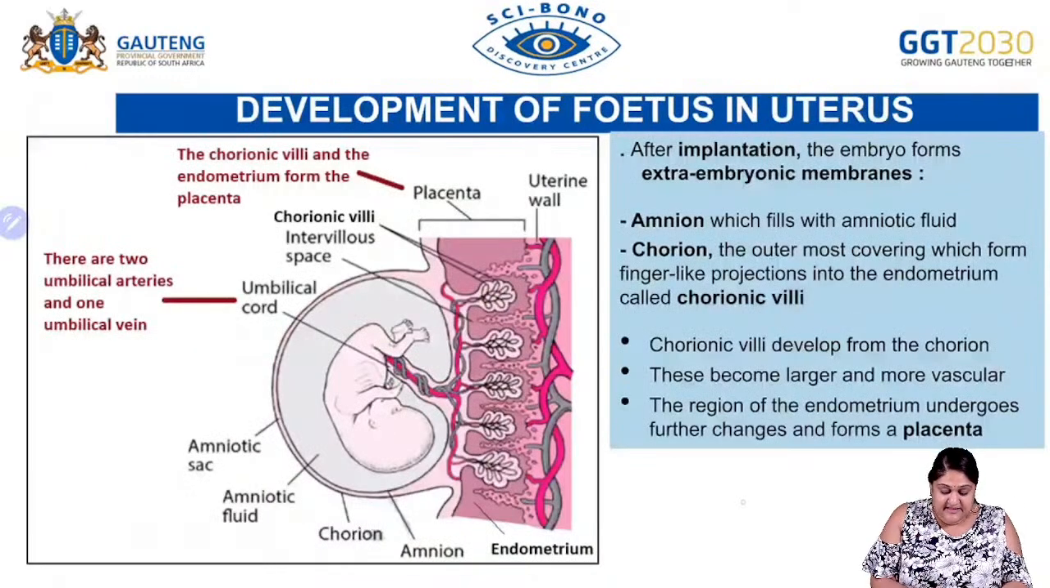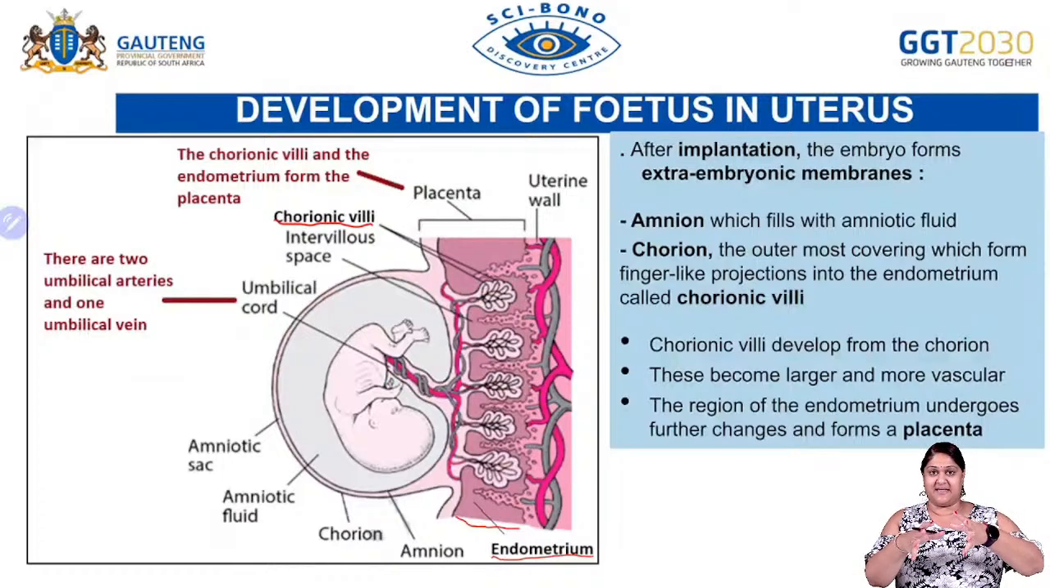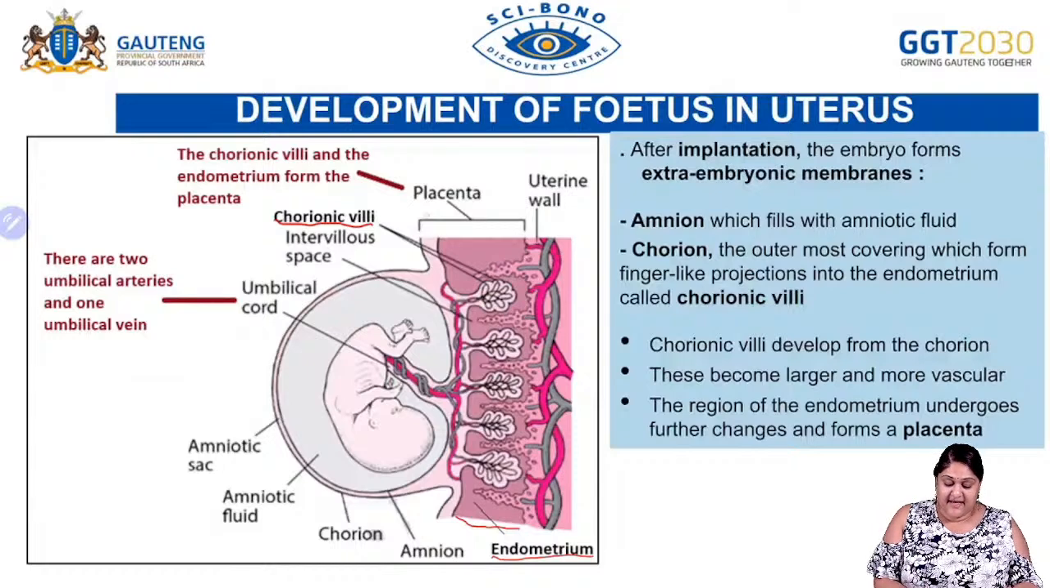Now you can see in this picture the chorionic villi, labeled over here. Can you see that it's going into the endometrium? Here's the endometrium, this darker pink color. The chorionic villi are basically projecting into there, penetrating into there. So the endometrium together with the chorionic villi is what makes up our placenta.